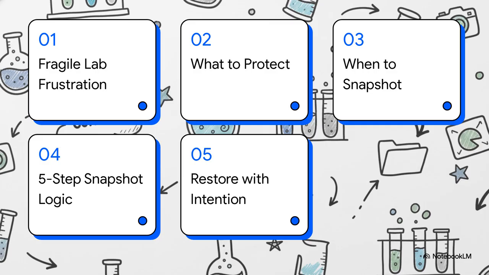Well, we've got a clear roadmap for you in this explainer. First, we'll dive right into that shared frustration. Then, and this is key, we're going to redefine what we're actually trying to protect. From there, we'll get tactical, when to take a snapshot, a super simple 5-step logic you can use every single time, and finally, how to restore with intention.